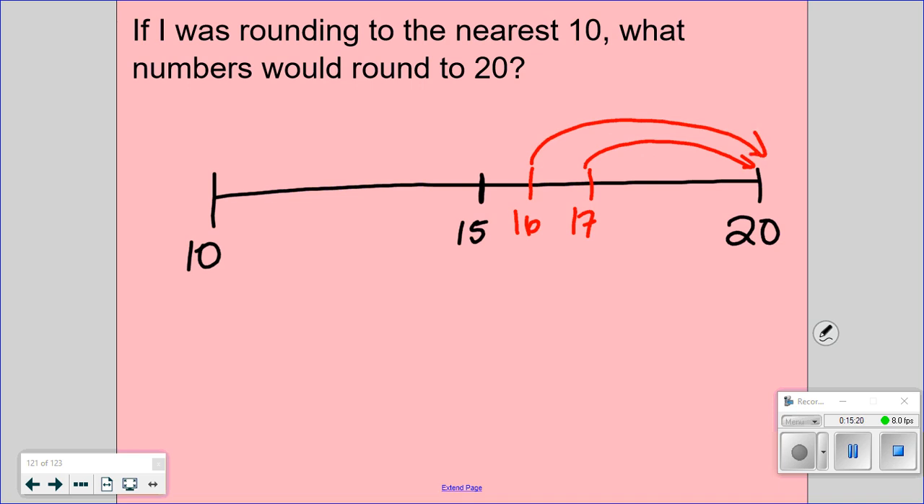Close to number is 20. That works. Sean? 19. That's a close to number of 20. That works. Right here?